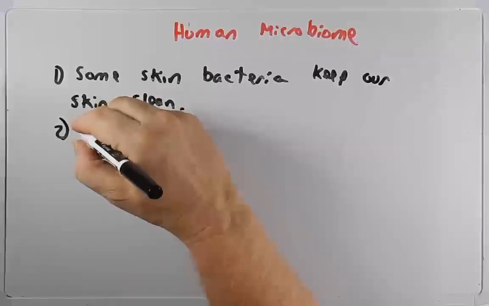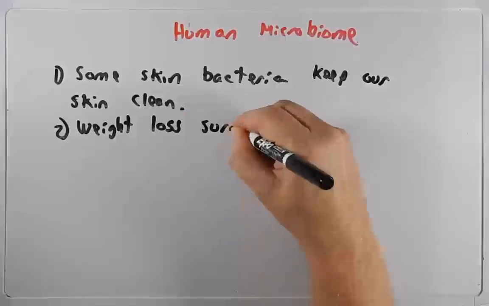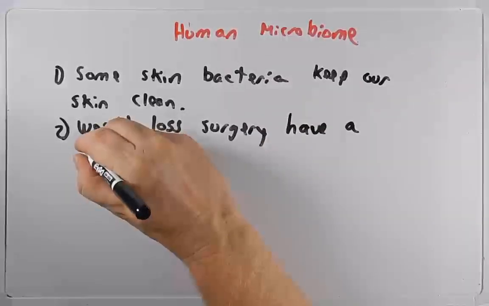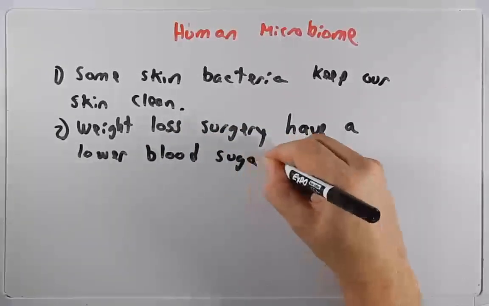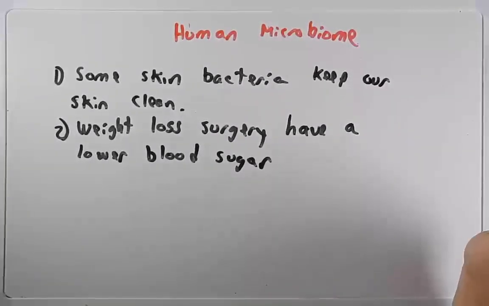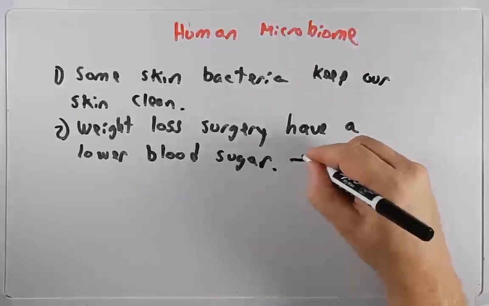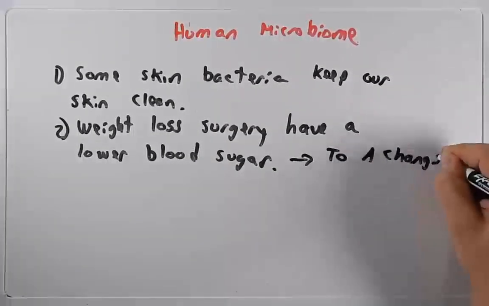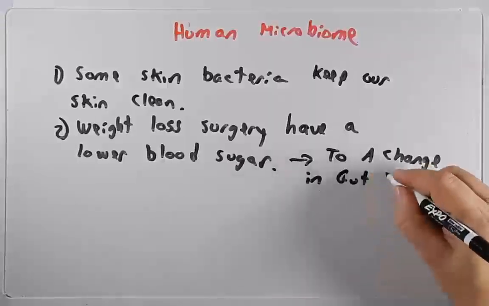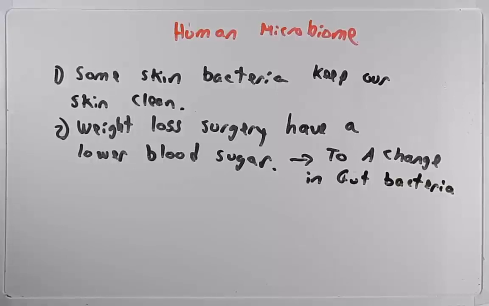We've known that people who have weight loss surgery have a lower blood sugar compared to before the surgery. And this has nothing to do with a change in how much they're eating or what they're eating. It actually turns out this is in part due to a change in gut bacteria. That surgery changes the overall dynamics of the bacteria in our gut that leads to a lower blood sugar.